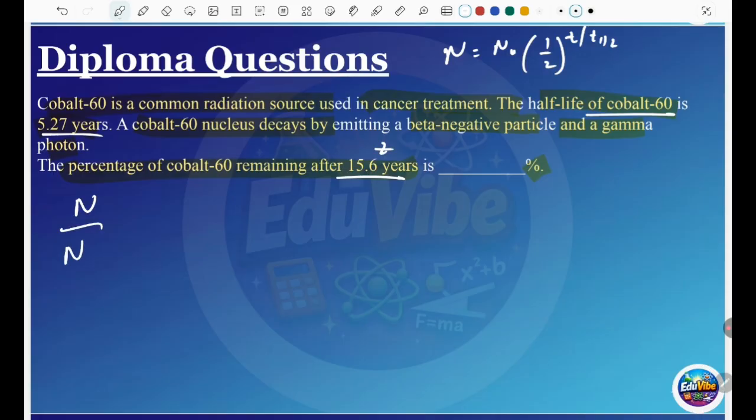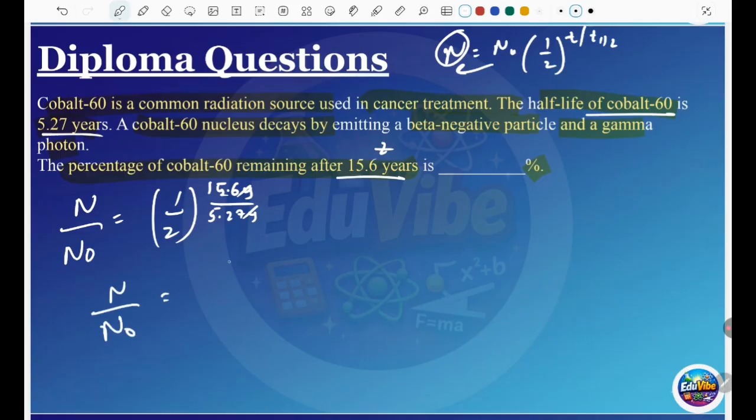So you have to find the N upon N0. We divide N0 over and we find the ratio N upon N0. So we are left with half raised to t divided by t half. t and t half are given to you. So t is 15.6 years, and t half is 5.27 years. Years cancel, and I have to solve half raised to power 15.6 divided by 5.27. When you do this, you get about 0.129 at the end.